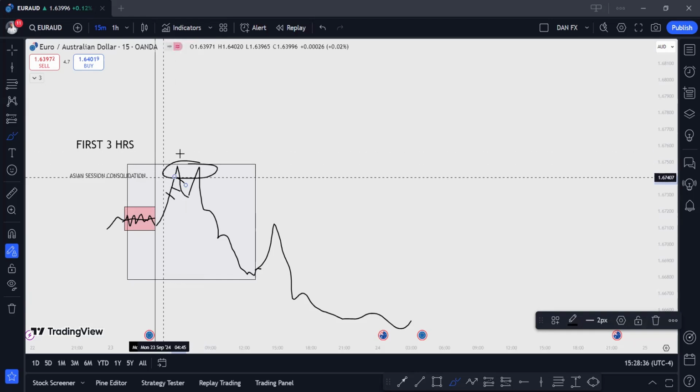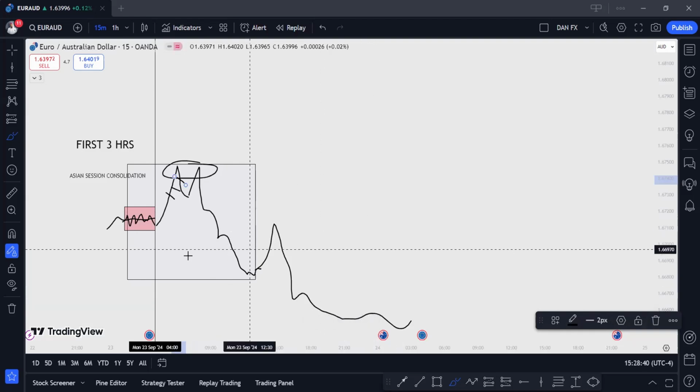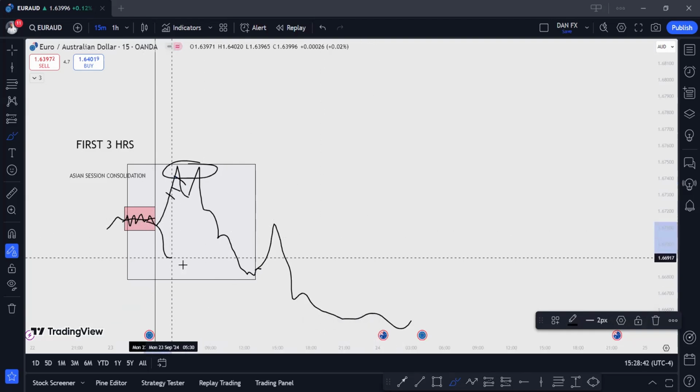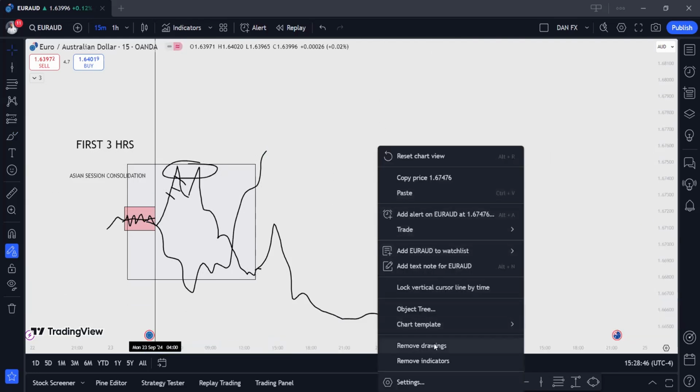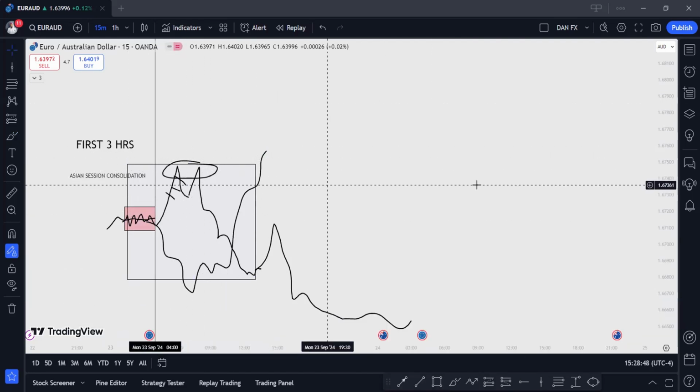Then price is going to form an M formation and then reverse from there. If it's a buy, it's gonna give you something like this and then go back up for a W formation, right? So this is what's gonna be happening there.